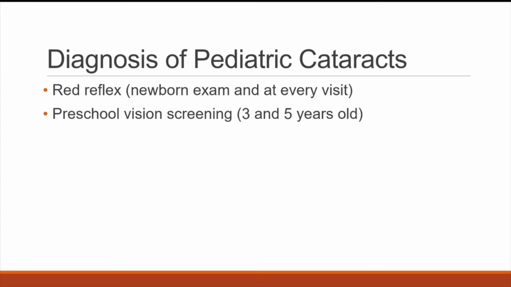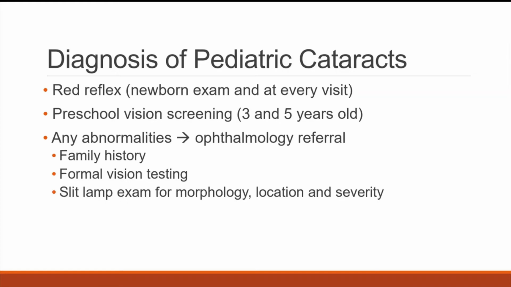A standardized age for vision screening is around 3 to 5 years old. Any child with abnormalities noted on red reflex testing or on the preschool vision screening should be referred to an ophthalmologist for further evaluation. The ophthalmologist is sometimes able to elicit a family history in bilateral cataract cases, since most pediatric cataracts are caused by autosomal dominant genetic mutations. Ophthalmologists are also able to conduct more formal vision testing and slit lamp examination.